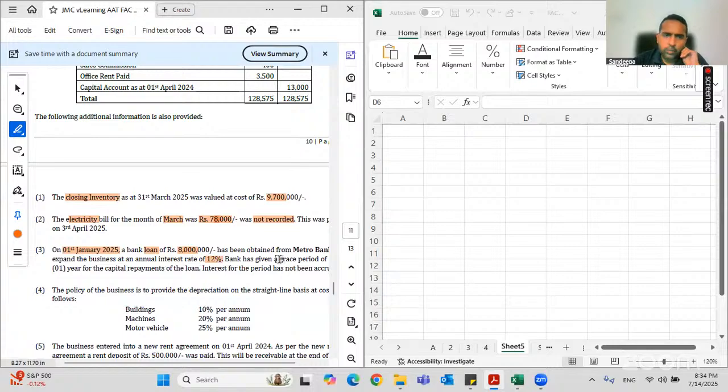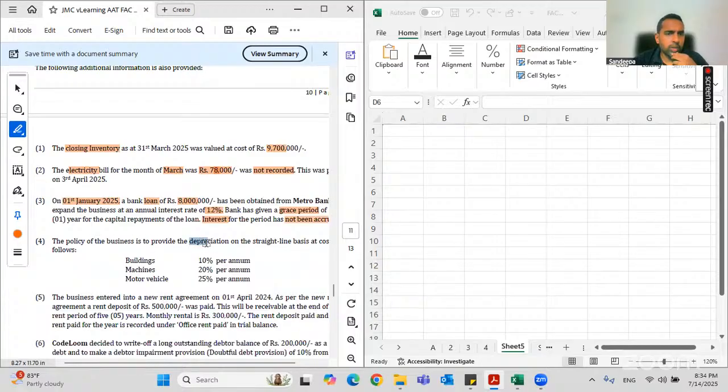The bank has given a grace period. Grace period means, after taking the loan, for a certain period you can stay without paying the capital repayment. That's kind of a benefit, but you need to pay the interest. Interest has not been accrued.